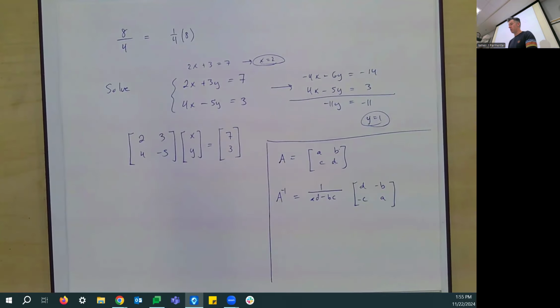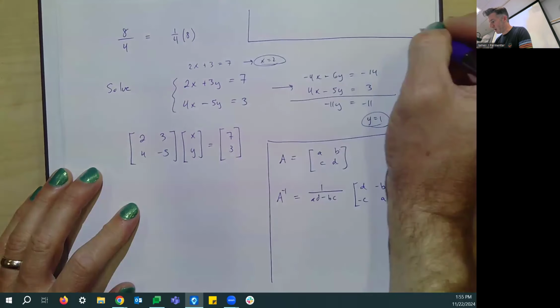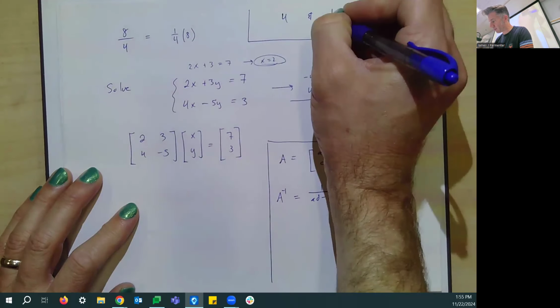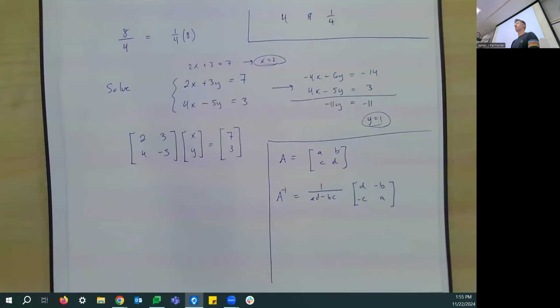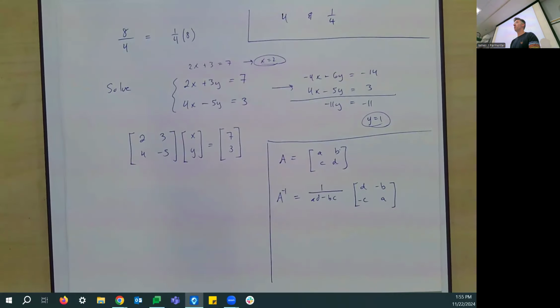This matrix is the inverse of that matrix. Okay, let me ask you a question. What do you know about numbers that are inverses? What do they multiply to? 1. Always. What number doesn't have an inverse?